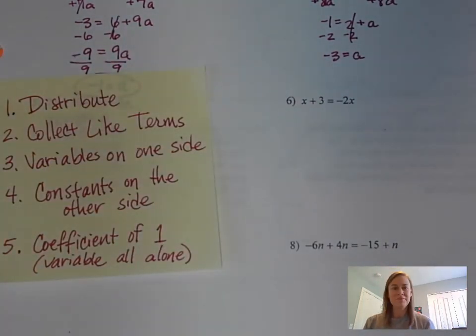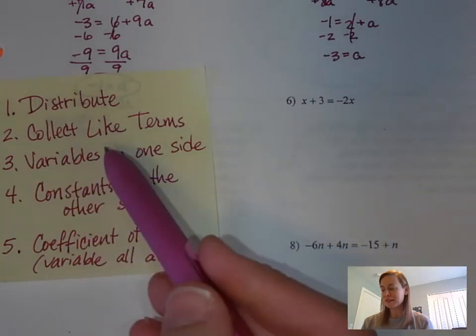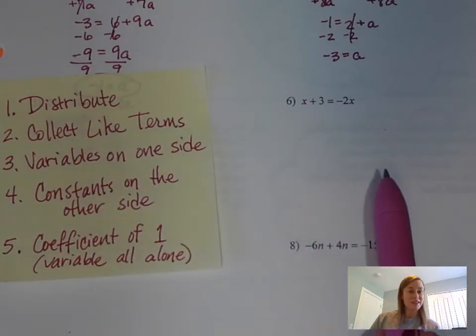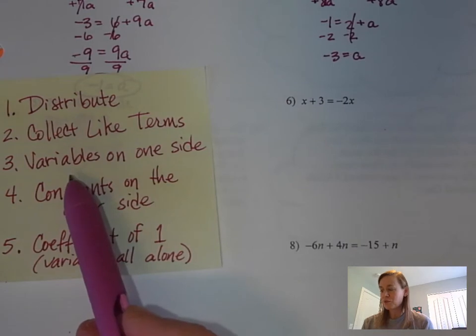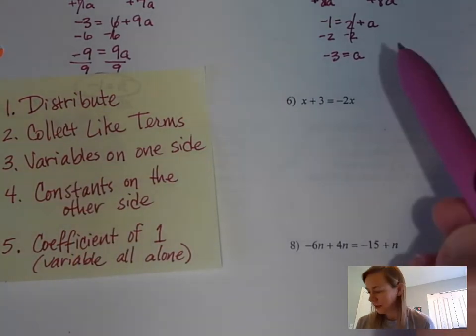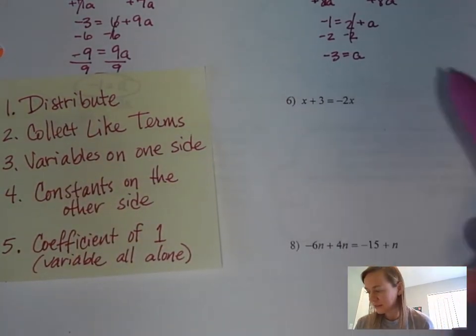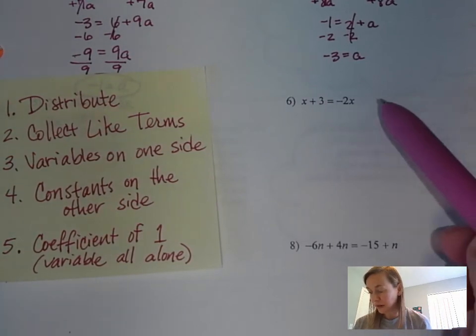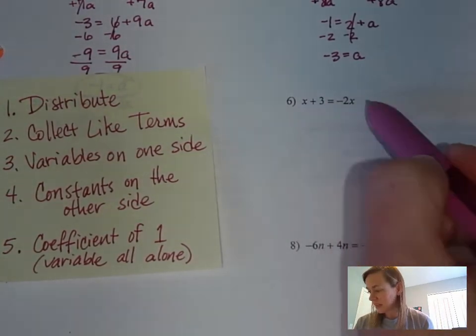Okay, let's go to problem number 6. Step 1, distribute. Nothing to do there. Step 2, collect like terms. Nothing to do there either. Step 3, variables on one side. Okay, it looks like we've got something there because we have an x over here on the left and an x over here on the right. So let's just send this x over there.